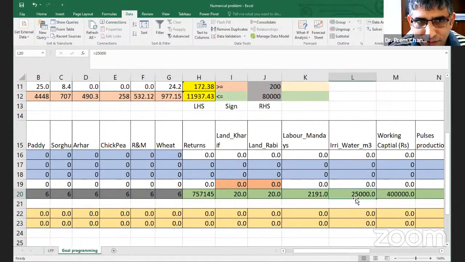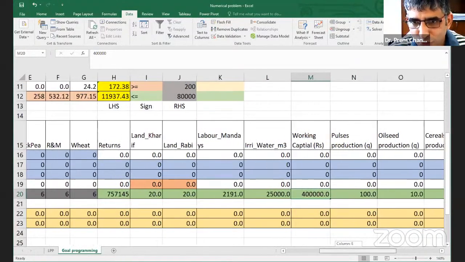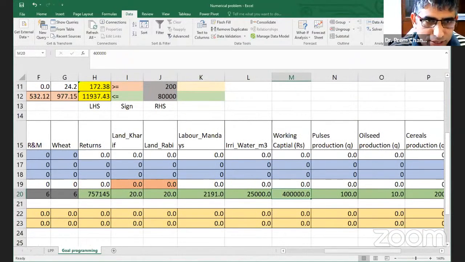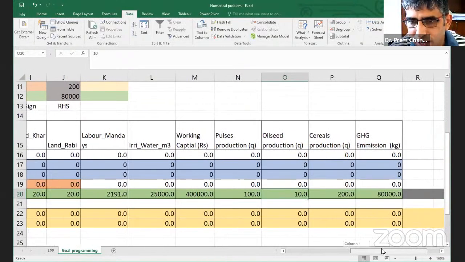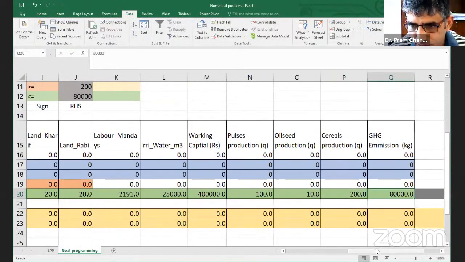My water availability is this one, which means I can borrow some water if I get return. How much water I have to borrow, similarly how much additional working capital I will require, or whether I'll be saving something. Whether I will be able to achieve the pulses production or not, my aspiration is this level. I have just converted these into goals now.